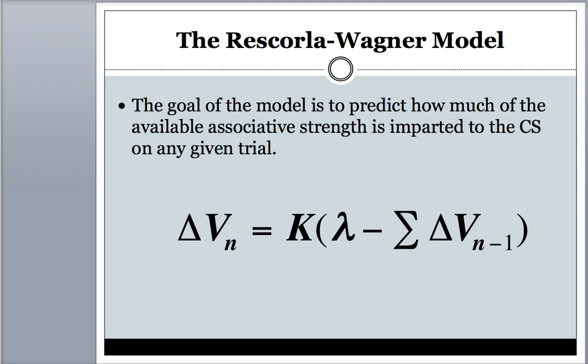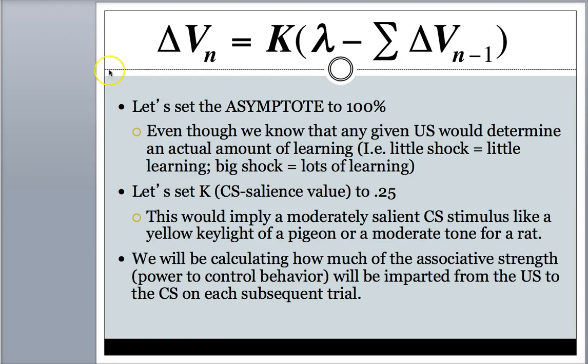So let's start. First, we have to set some parameters here. So I'm going to put the model up here at the top. So here's our model. What's learned on trial 1 is equal to K, which is a percentage set by the CS, of 100% minus what you've already learned. And on trial 1, we've learned nothing because n minus 1 is 0, so we end up with 0. But we have to set the asymptote. We need to know what this is. And for our purposes, for the whole class, it's always going to be 100%.